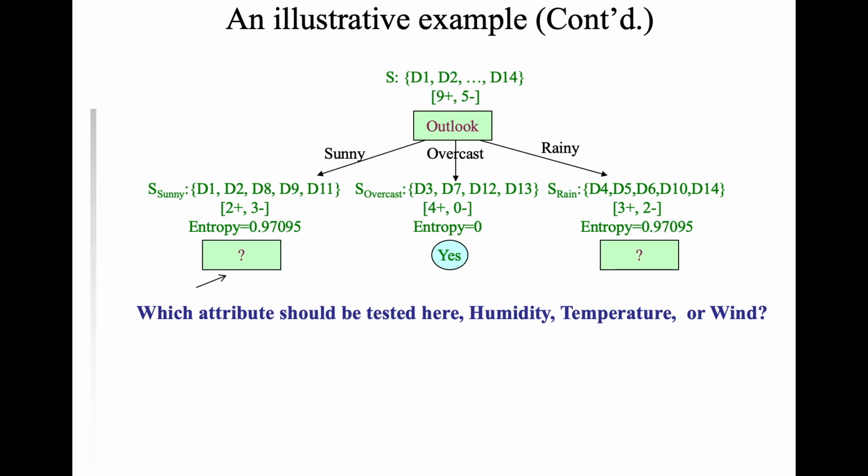And when you are calculating the information gain for each of them, you have to make sure that, for example, for S Sunny and humidity, this is the entropy of S Sunny.